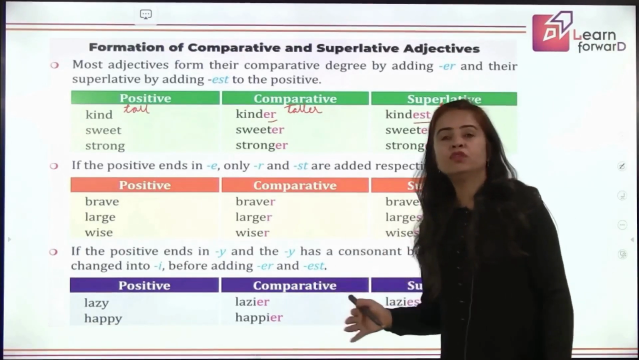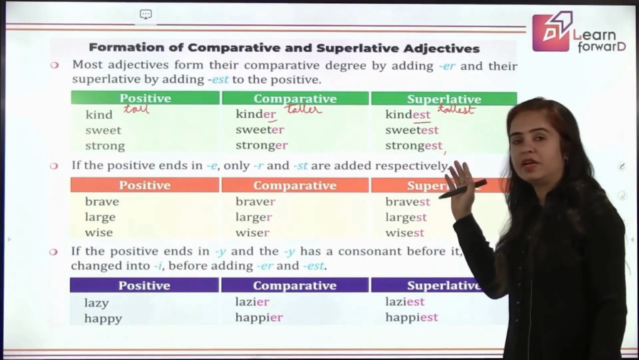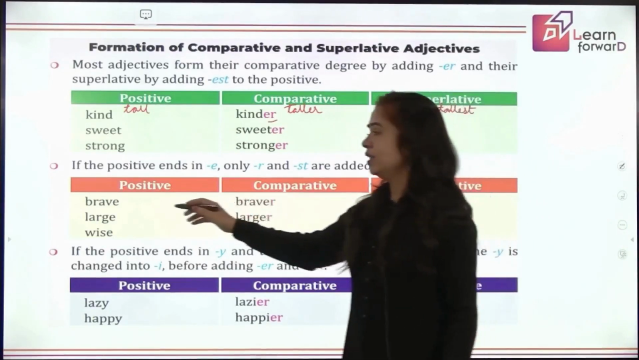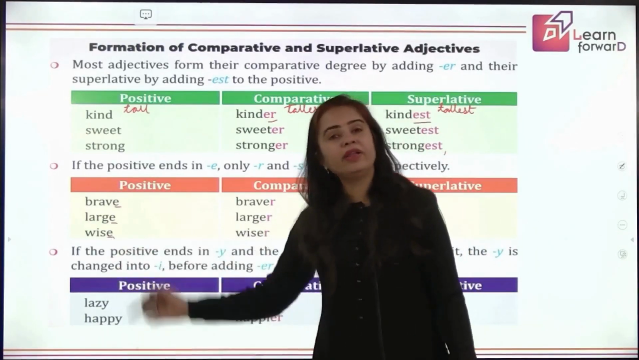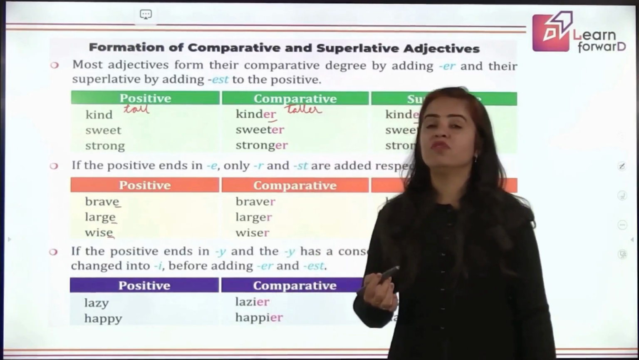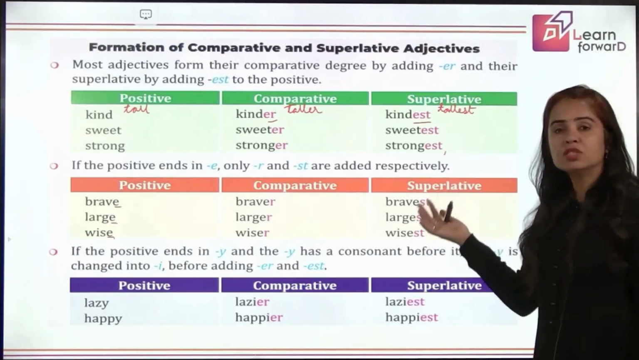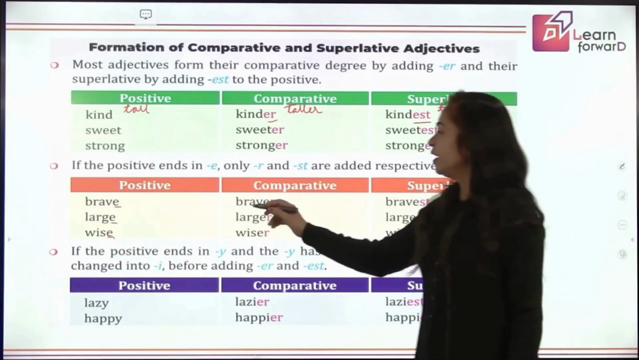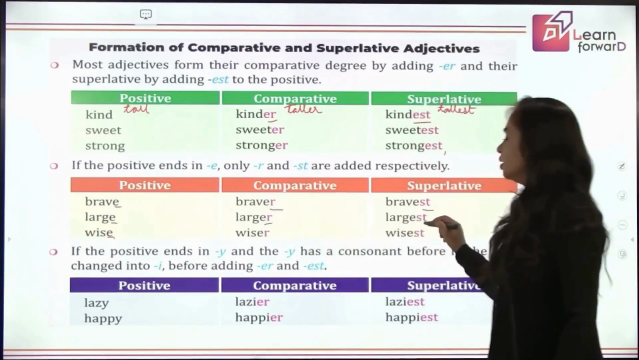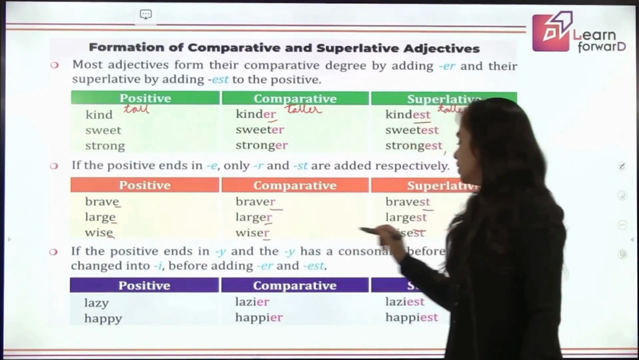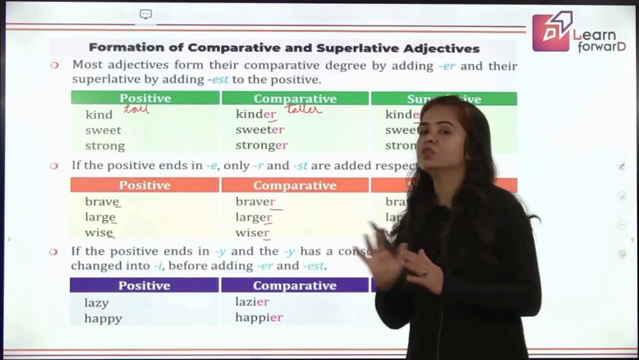Right? So many of the adjectives, they get their form like this. By adding er, we get comparative. By adding est, we get the superlative degree. Sometimes when there is already e at the end, like brave, large, wise, already e is there, so we will not add e, we will add just r. We will not add e, we will just add st for the superlative degree, because e is already there, we will not repeat. So what do we get? Brave becomes braver, bravest. Large becomes larger, largest. And wise becomes wiser, wisest. Got it? So that is also the same. The only thing is e is there, so we are not going to repeat.